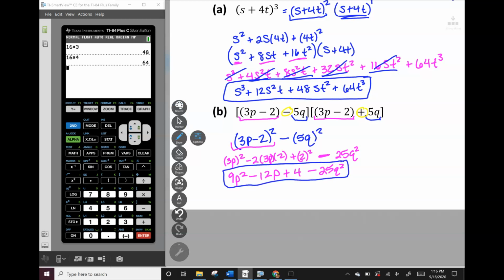All right, see, that wasn't so bad. So we used this pattern of multiplying two binomials that have the same terms but different signs to get here. And then we used our other pattern to multiply this out, the square of a binomial. And then we simplified.